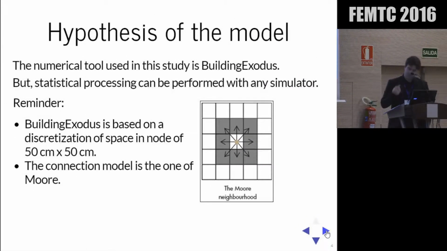These observations are applicable to egress simulation. However, before applying this method to an egress simulation, the hypothesis must be presented. The numerical tool used in this study is BuildingExodus, but statistical processing can be performed with any simulator. I just remind you that BuildingExodus is based on a discretization of space in nodes of 50 centimeters by 50 centimeters. And the connection model used is the Moore one, that is to say, an occupant can move to any adjacent node, even those in diagonal.